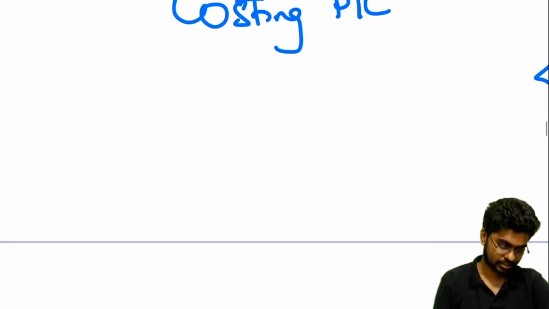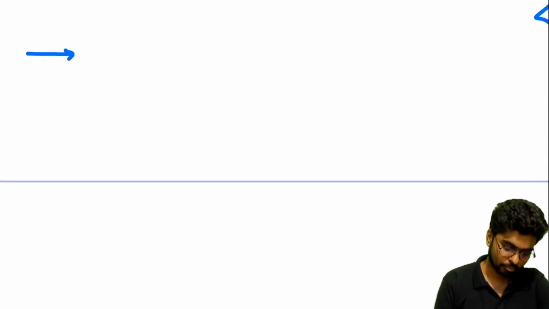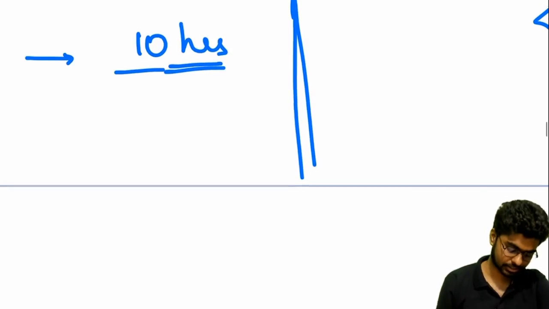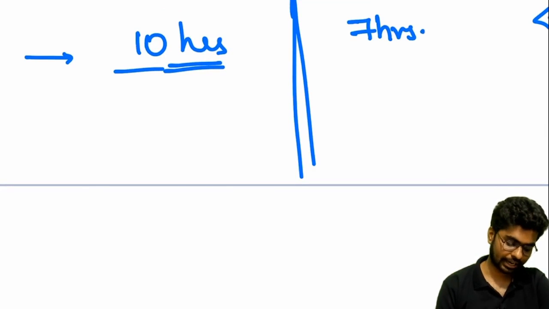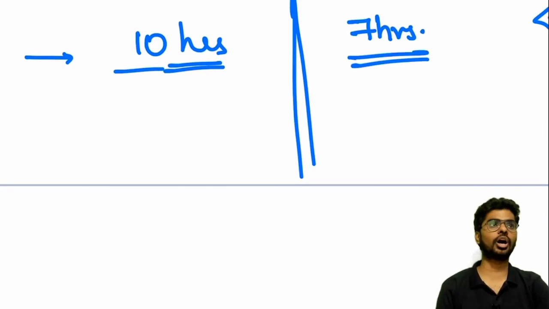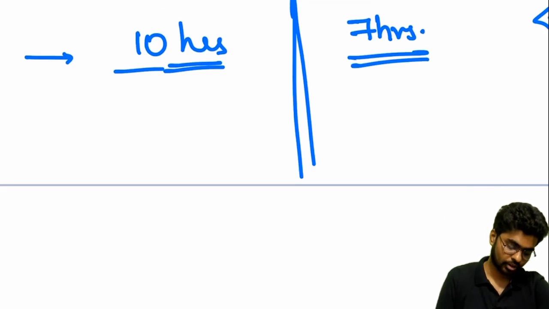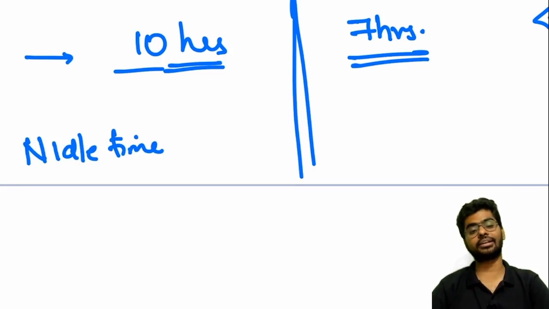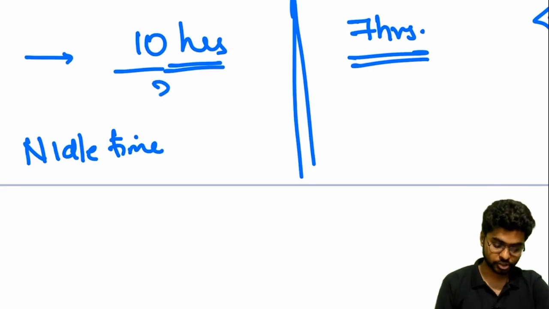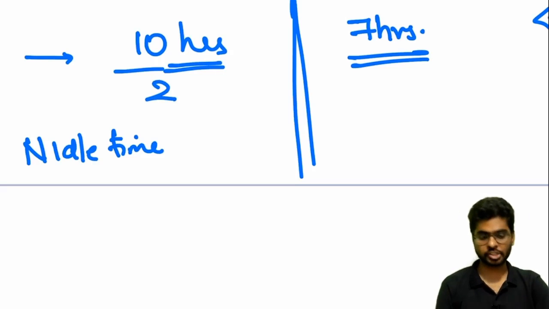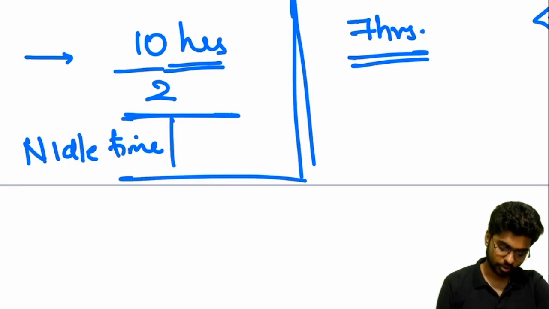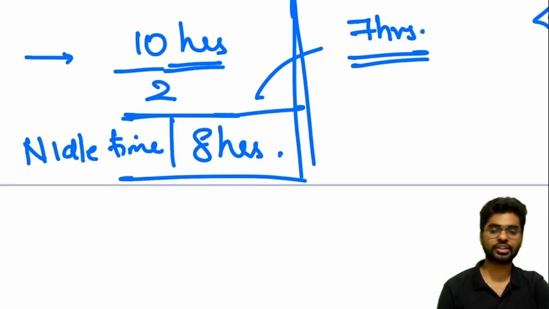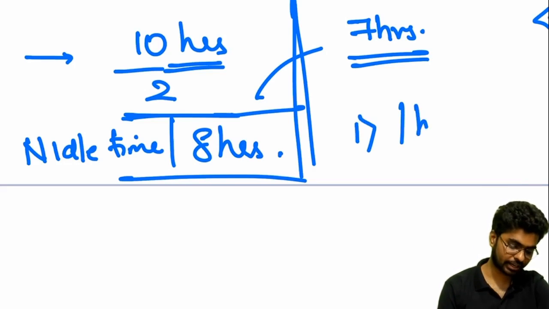Now let me try understanding this. The employee is paid for 10 hours. He has worked for the client only for 7 hours. What was my normal idle time which I could not have avoided? It was 2 hours. Guys, I am continuing from the previous question. So, I have to work for 8 hours effectively, but I am working only for 7 hours. That means 1 hour becomes my abnormal idle time.